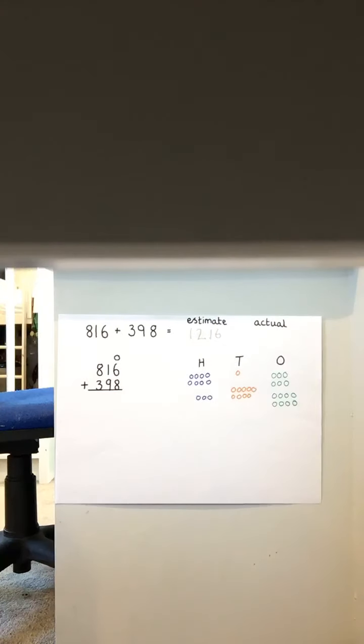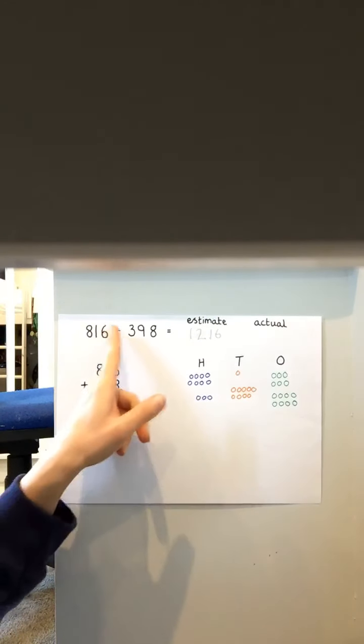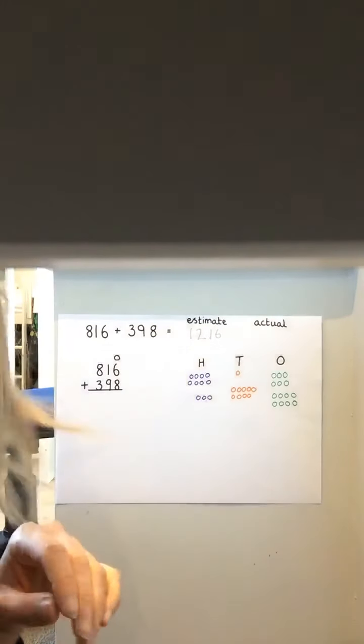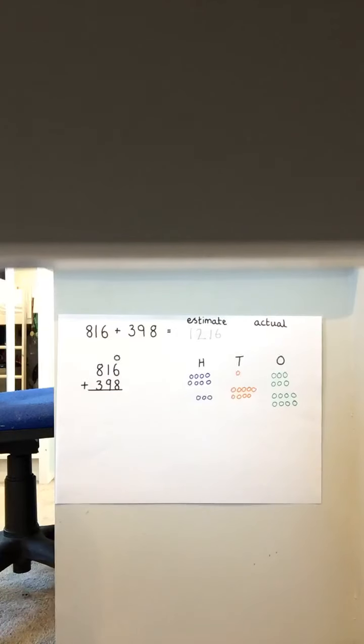Hi, so this is my second video, and this is going to go through again adding two 3-digit numbers, but this time there will be a lot of regrouping. So we'll have to regroup in every stage in this one because they all cross a tens boundary.